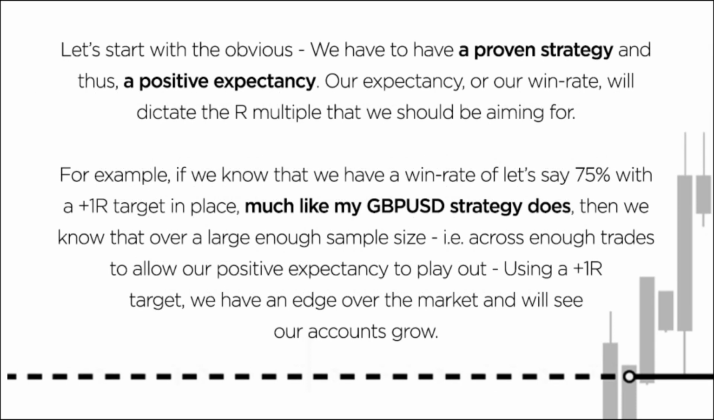So, let's start with the obvious. We have to have a proven strategy and thus a positive expectancy, of course. Our expectancy or our win rate will dictate the R multiple that we should be aiming for. So, for example, if we know that we have a win rate of, let's say, 75% with a 1R target in place, a lot like my pat on dollar strategy does, then we know that over a large enough sample size, i.e. across enough trades to allow our positive expectancy to play out, using a 1R target, we have an edge over the market and we will see our accounts grow.